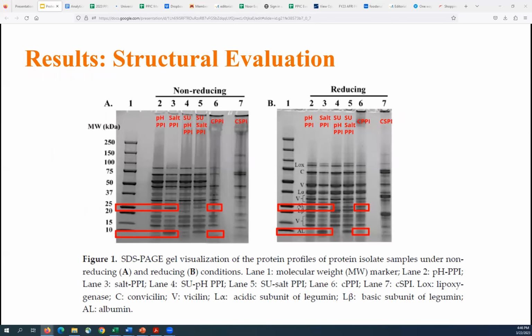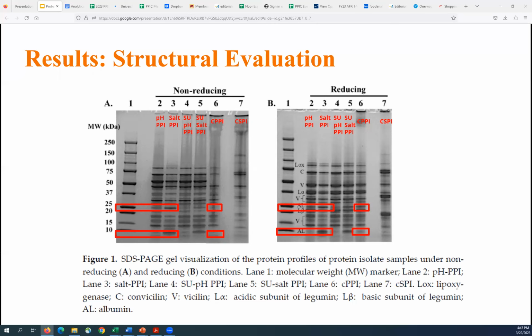So let's start with some structural evaluation with our SDS-PAGE. And very quickly, I just want to go through the lineup of our gel here. Column 1 is going to be our molecular weight markers. Column 2, our pH extract. Column 3, our salt. Column 4, our scale up. 5, scale up salt. 6, our commercial pea, and 7, our commercial soy. And that's in both non-reducing and reducing sections.